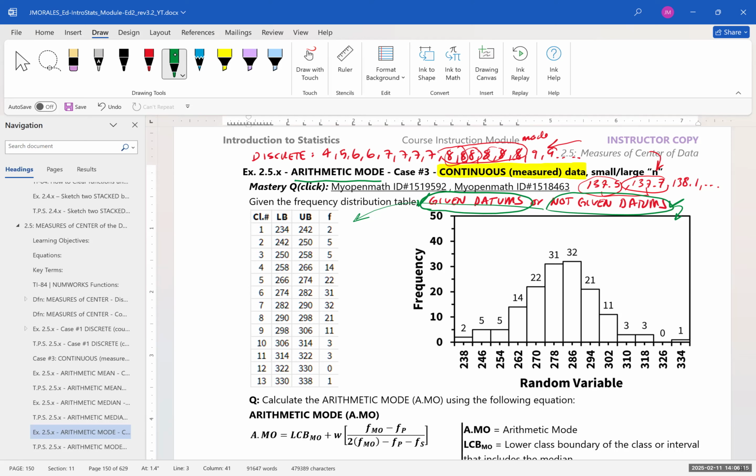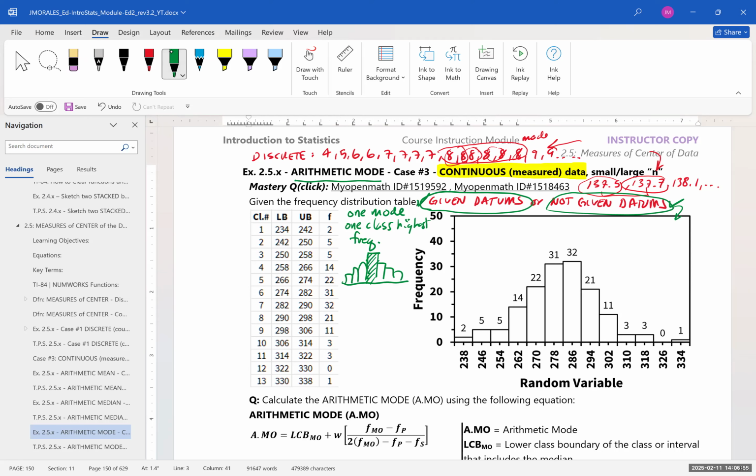The other caveat of using the arithmetic mode is that you could have a case like this one. So this is a case with only one mode. This is where you have one class with the highest frequency. So what we have here is a bunch of classes where only one of them has the highest frequency. Okay, that's what we have here with this class that has a frequency of 32.